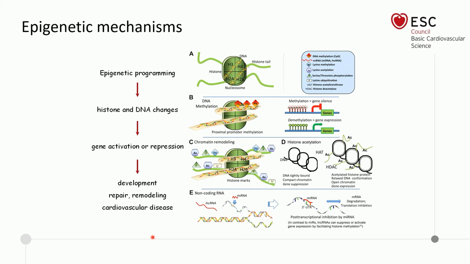So epigenetic mechanisms can be classified into different families. First, epigenetic programming is characterized by histone and DNA changes, leading to gene activation or repression during development, repair, remodeling, and cardiovascular disease. They are classified into different mechanisms: DNA methylation, chromatin remodeling, histone acetylation, and non-coding RNA. And non-coding RNA can be divided into microRNA, small RNA, or long non-coding RNA.